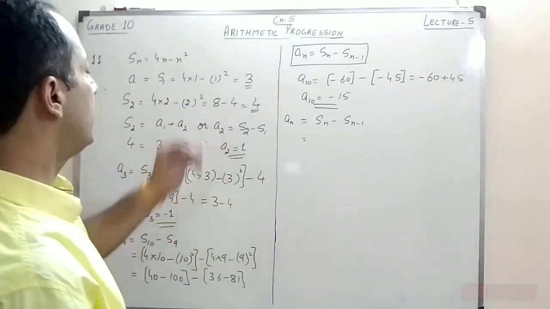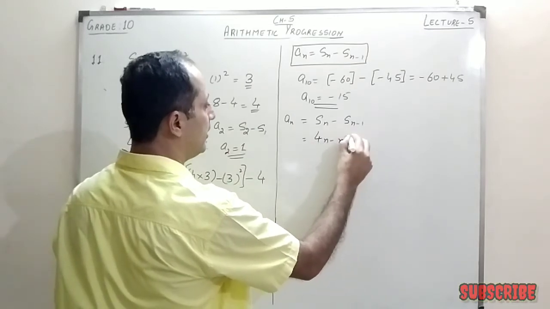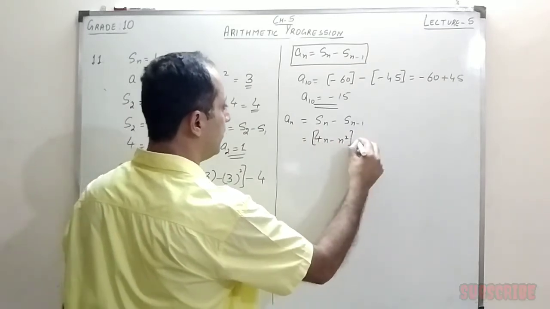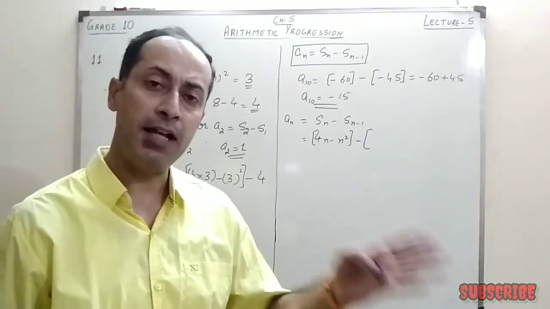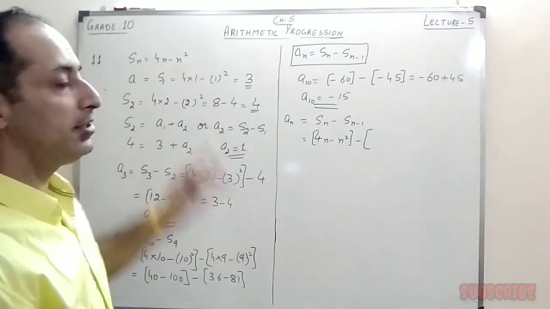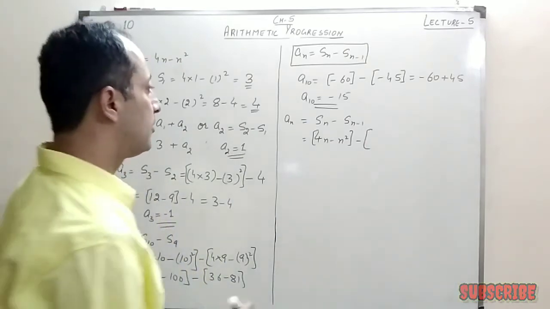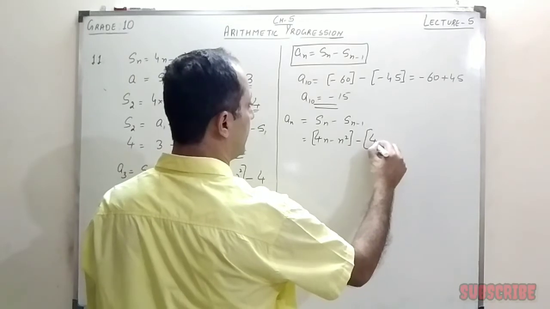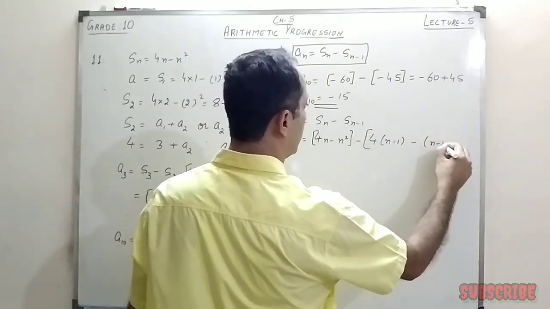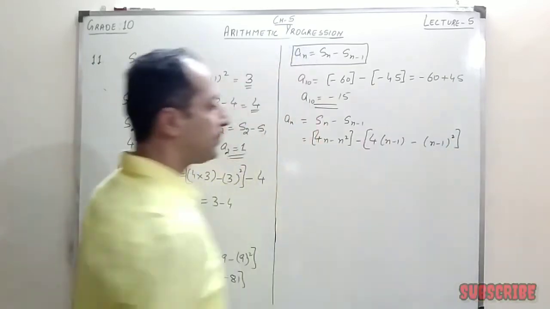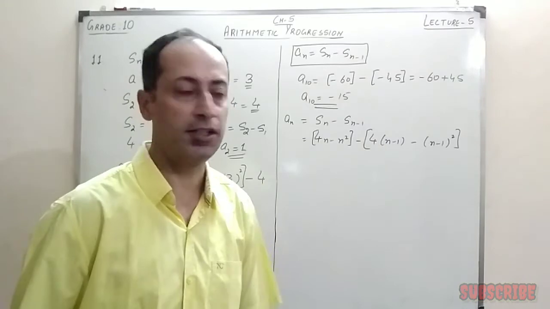So when I substitute, the value of Sn would be 4n minus n square. This is already given to me, minus. Now I substitute the value of n as n minus 1 in the given relation. It means wherever n is written, I will write n minus 1. So I substitute, this is the first, I get 4 into n minus 1, then minus of n minus 1 whole square. Right? So wherever n is given, I have written n minus 1.